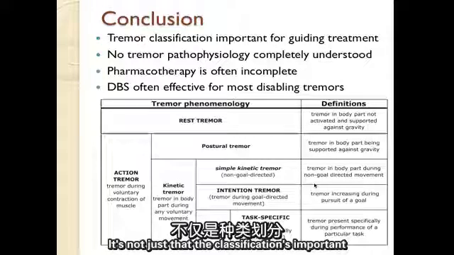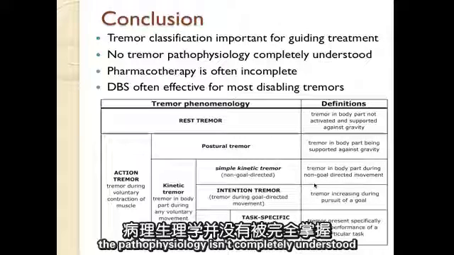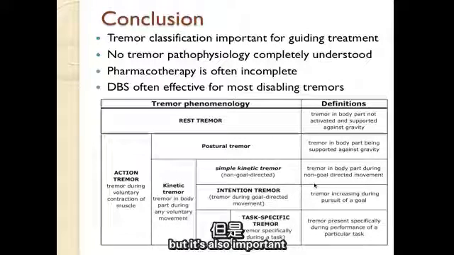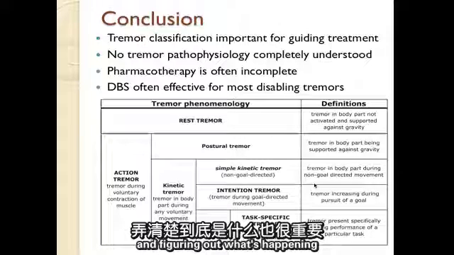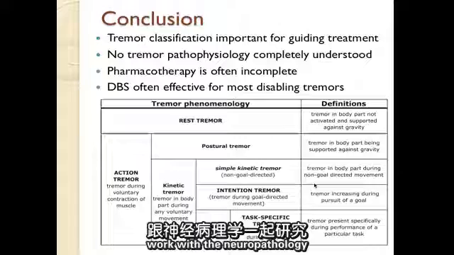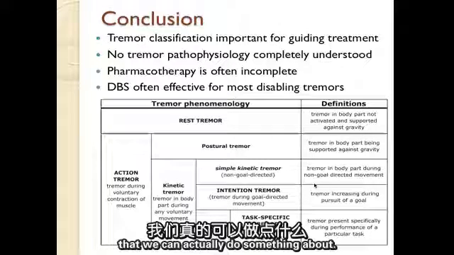It's not just that the classification is important for guiding treatment, because, look, the pathophysiology is incompletely understood. We do the same sort of medicines for a lot of these things. But it's also important for doing research going forward and trying to classify the tremors and figuring out what is happening, which is why the essential tremor work right now with the neuropathology is really interesting, trying to subdivide that into groups that we can actually do something about.